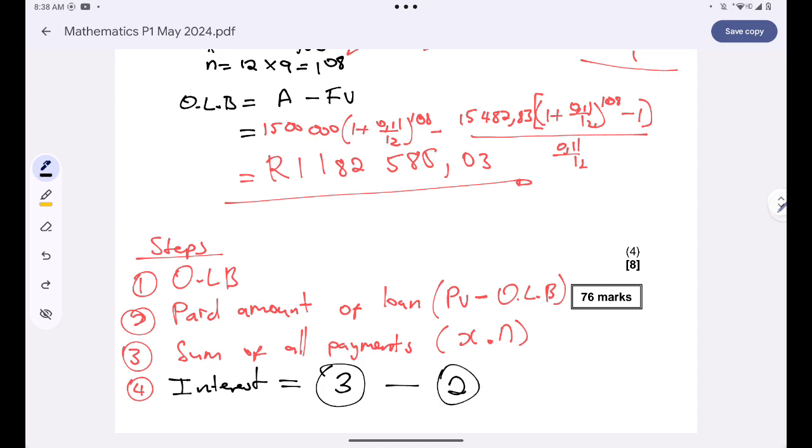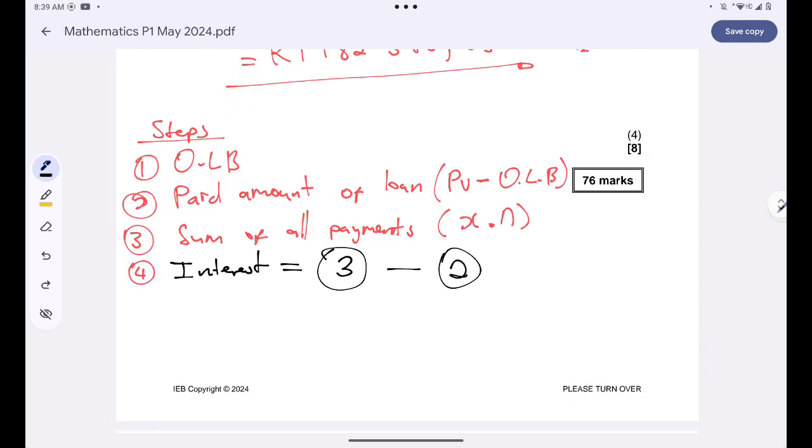Always the same, right? The first thing you do is to calculate your outstanding loan balance. Second thing you do, find the paid amount of the loan. The third thing you do, the sum of all your payments. And then to calculate your interest, you just need to say step number 3 minus step number 2. That will be the value of your total interest paid over the period of 9 years.